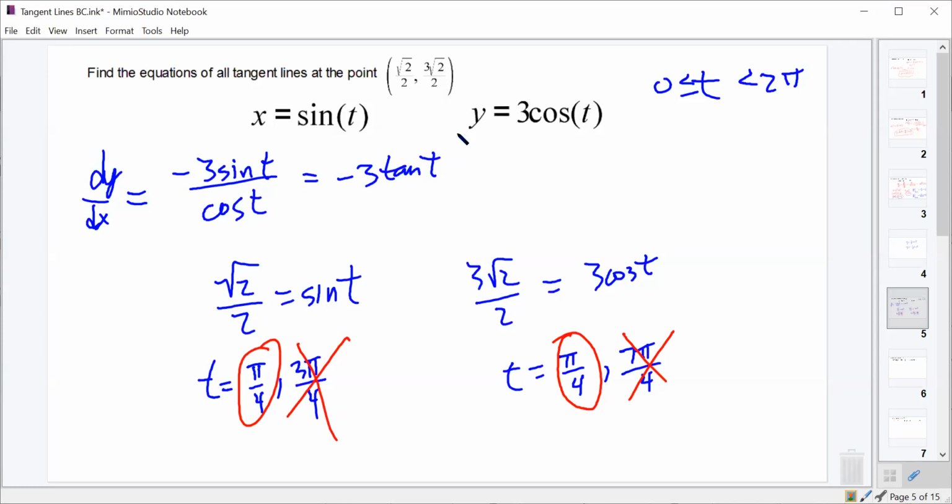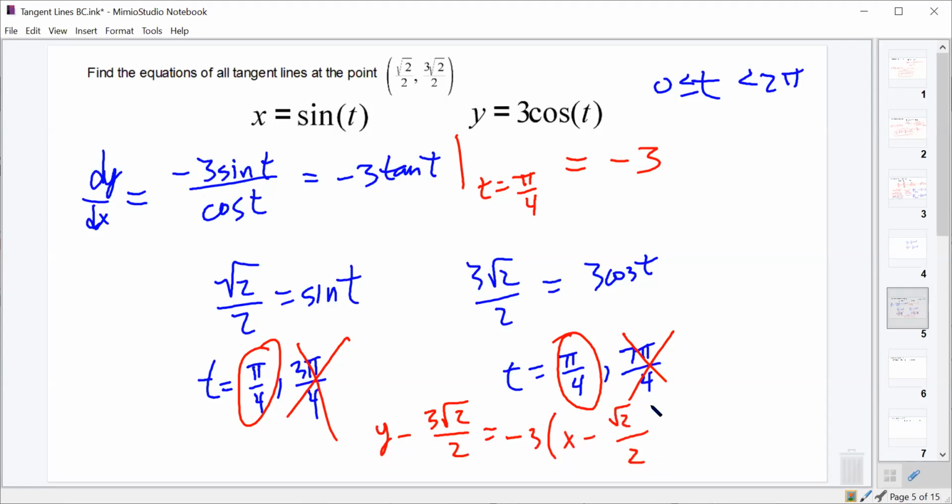So we'll evaluate this at t equals pi over 4 to get what? What's tangent of pi over 4? Should be just 1, and so that ends up being -3. And what would our equation then be? It should be y minus 3 root 2 over 2 equals -3 times x minus root 2 over 2. Everybody good there?